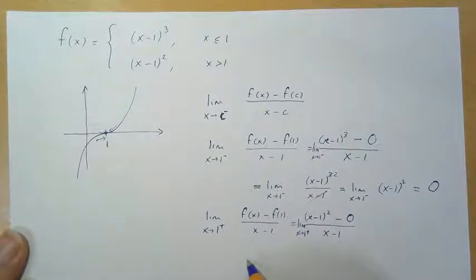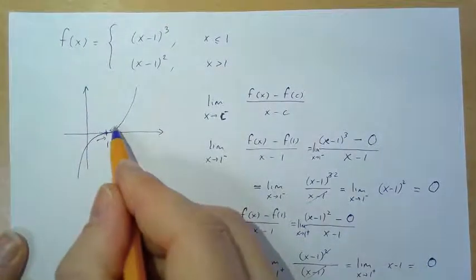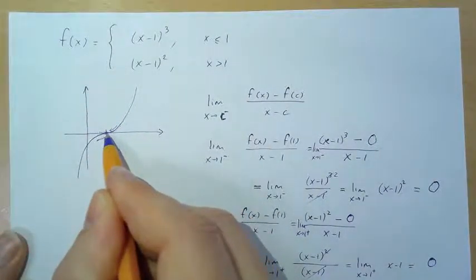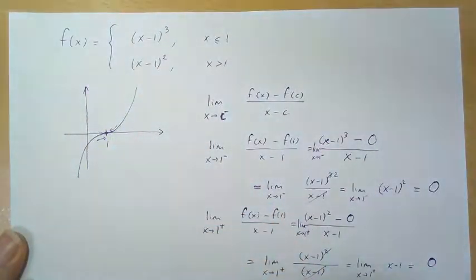Equals the limit as x approaches 1 from the right of (x minus 1) squared over x minus 1. Beautiful, it cancels out. The limit as x approaches 1 of x minus 1. Now I don't have a division by 0, so I can plug x equals 1 in, and I get 0. So we get a confirmation that the slope when I approach from the right is also 0. So 0 from the left, 0 from the right.